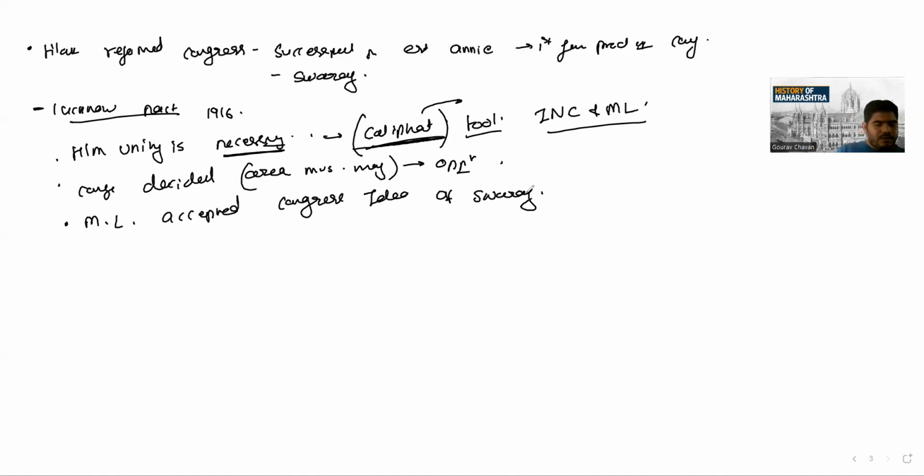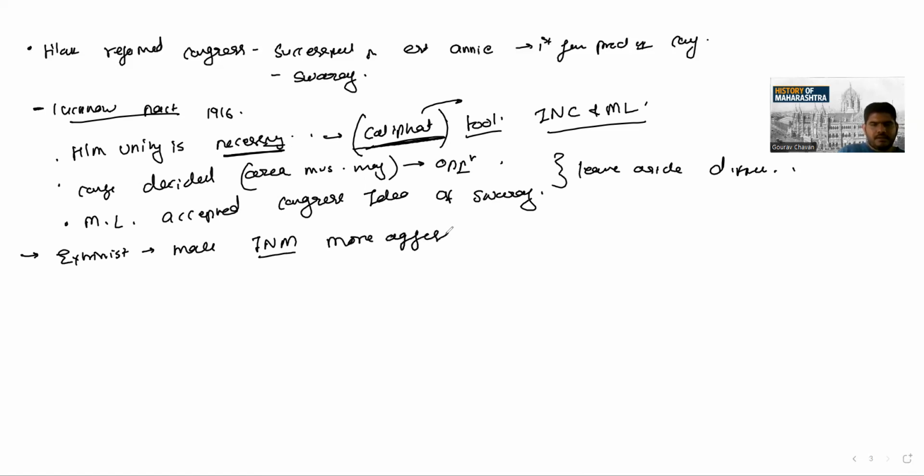Now both decided to leave aside their differences and unite as one entity. So from this it is very clear that the extremists made the Indian national movements more aggressive. How? By creating awakening amongst the people.